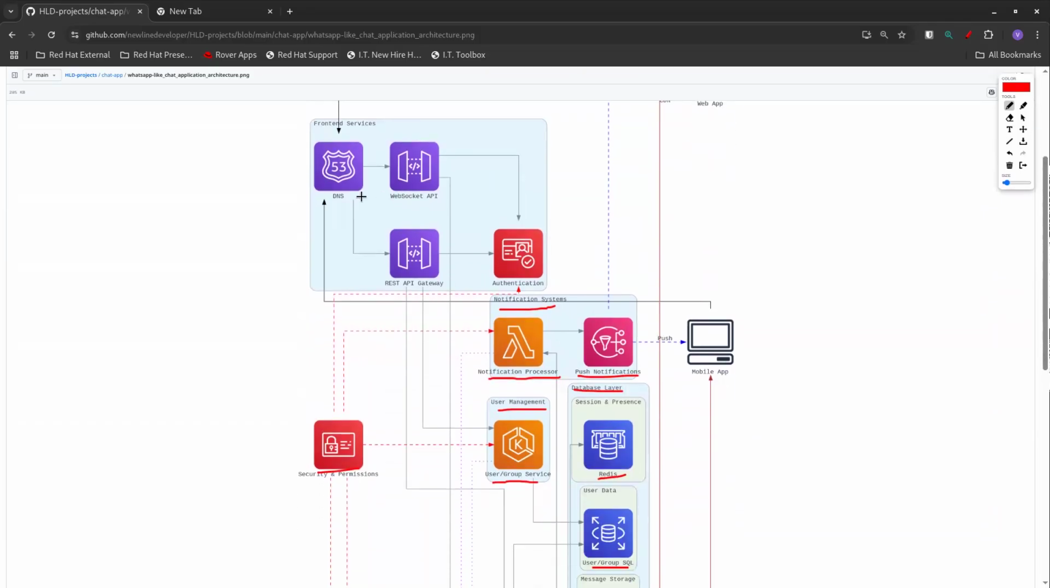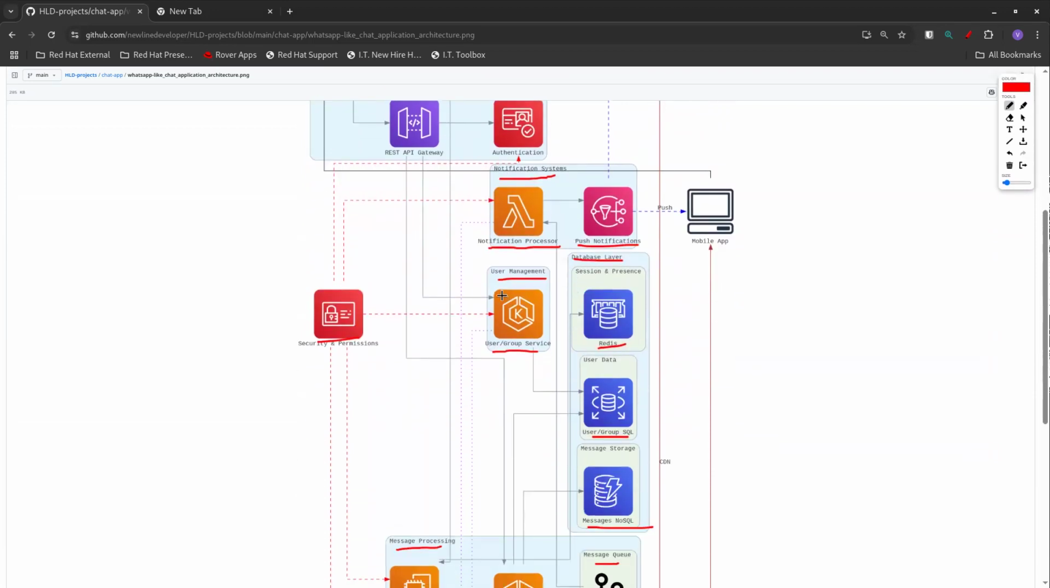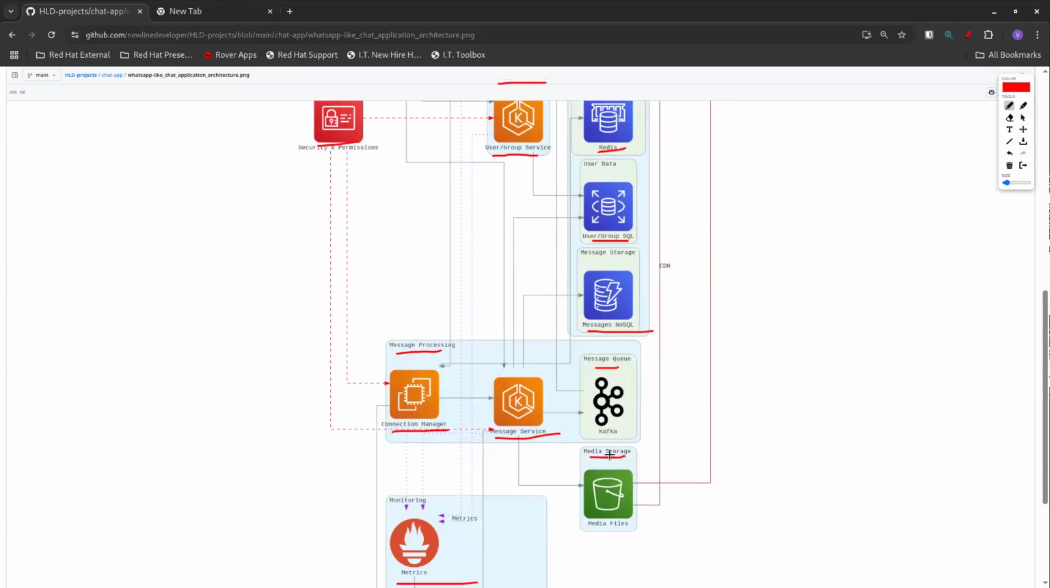And how they interact. So we need a front end service, it has DNS, WebSocket, API gateway, authentication. Notification service, it will help us to send the notification to users. And then we have the user management service to keep users and groups related data. Database layer, we have three different categories of database we are using. For structured data we are using SQL, and for unstructured data, which is message data, we are using NoSQL.